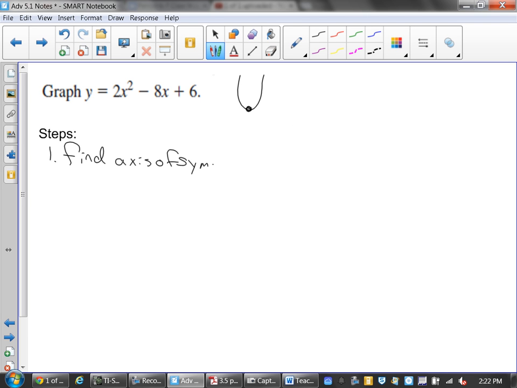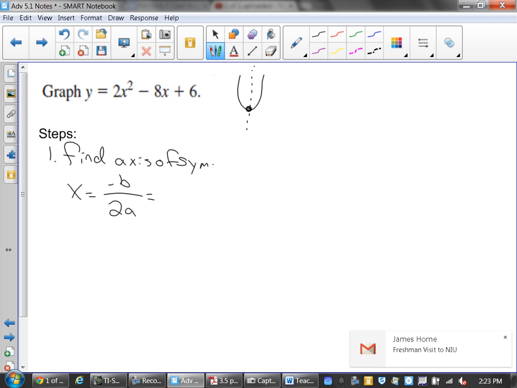Now, what happens is that you get this vertical line for an axis of symmetry. What's the equation of every single vertical line? No, not 0. X equals something. X equals a number. All vertical lines are written as x equals a number. All horizontal lines are written as y equals a number. So what we do here is we find this axis of symmetry. And to do that, it's x equals the opposite of b over 2a.